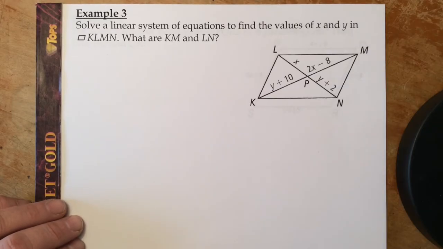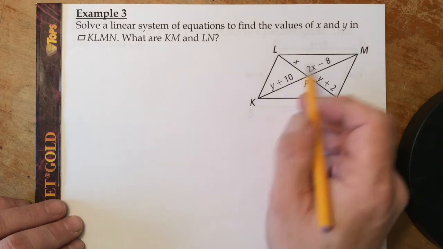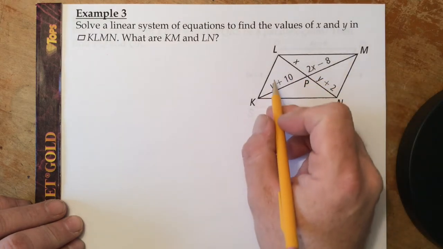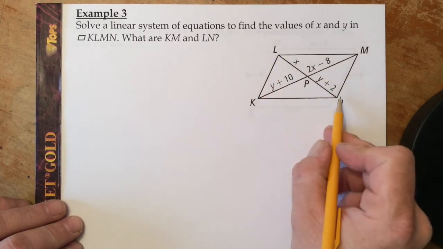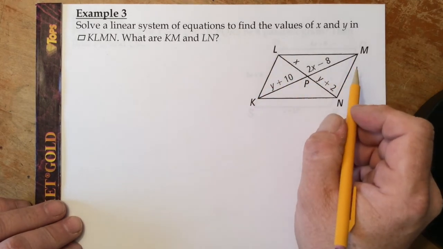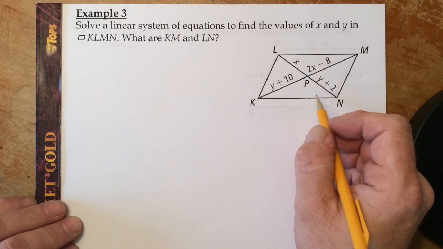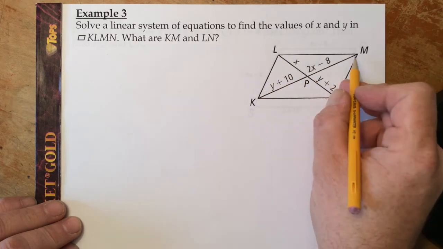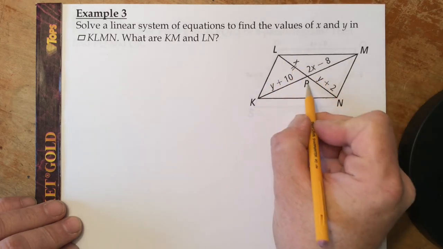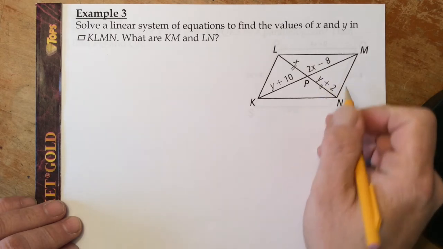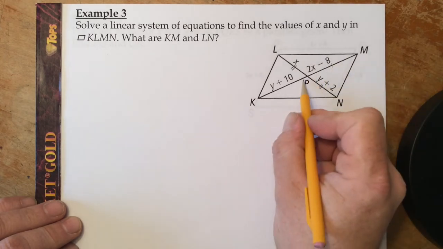Example 3. Solve a linear system of equations to find the values of x and y in parallelogram KLMN. This one right here. Notice that the two diagonals are drawn for this parallelogram. It is a parallelogram, and we learned in our lesson that the diagonals of any parallelogram must bisect each other. So if the diagonals bisect each other, that means LP must be congruent to PN, and PM must be congruent to PK.